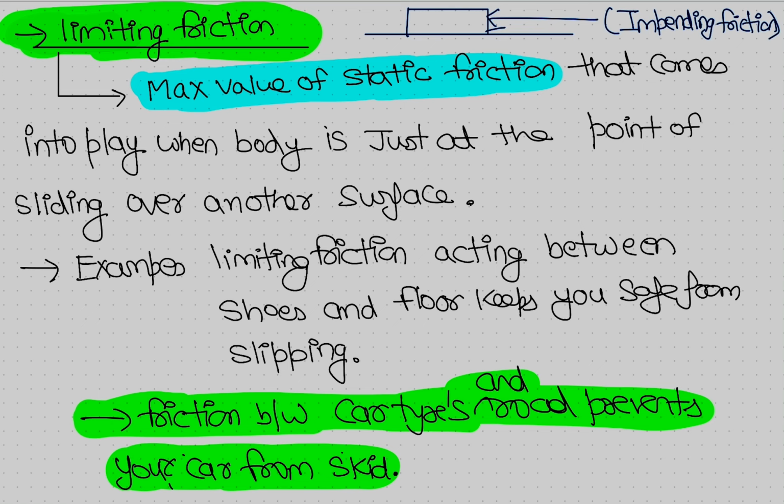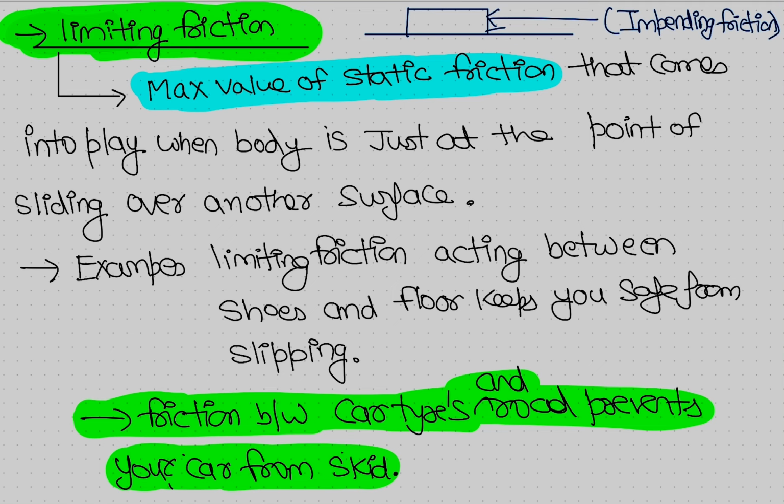And similarly, the friction force acting between the car tires and the road prevents you from skating. When the car is moving on the road at some velocity, it's the friction acting between the surface of the road and the tire of the car, due to which the car is easily movable on the road without skidding, right? So limiting friction is nothing but the maximum value of static friction.